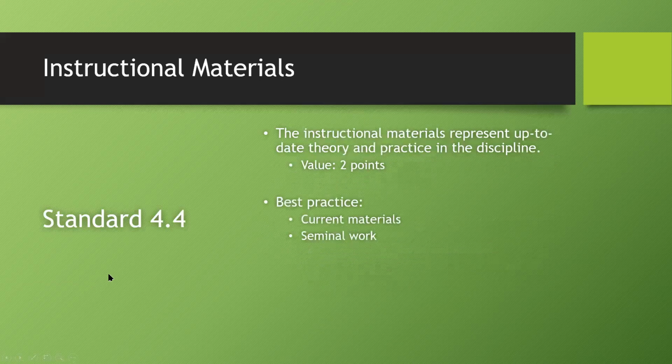Standard 4.4 is a 2-point value, and it says that the instructional materials represent up-to-date theory and practice in the discipline. So you want to use current materials, but you can also use seminal materials as well. But you want to use as many current materials as possible. What we always suggest is going through your course each semester, maybe tweaking it a little bit, double checking, making sure your links work, making sure that the material is still current, and if not, finding something else to replace it.